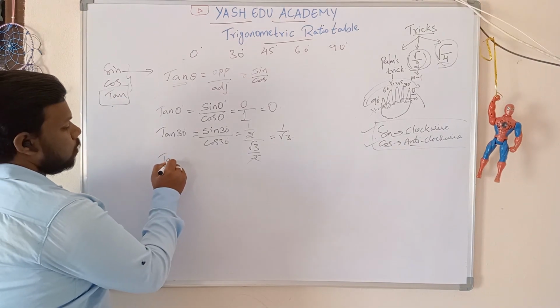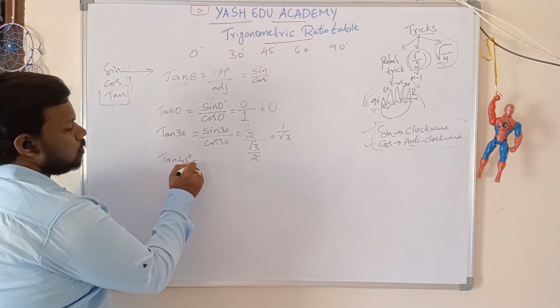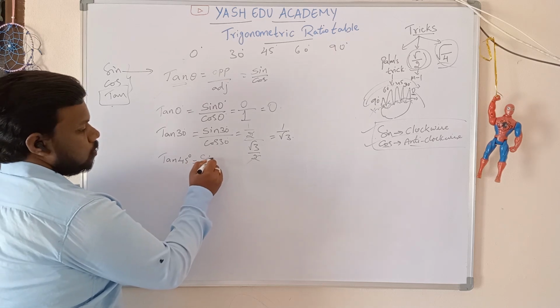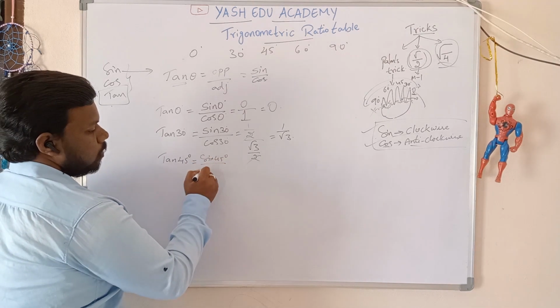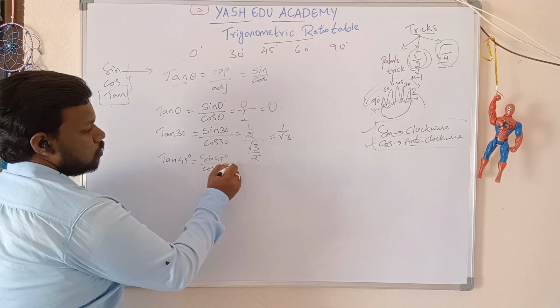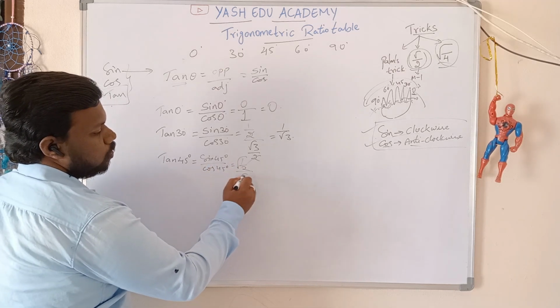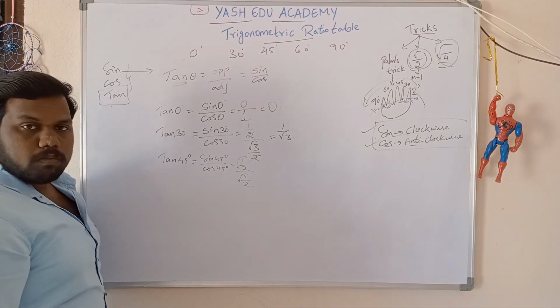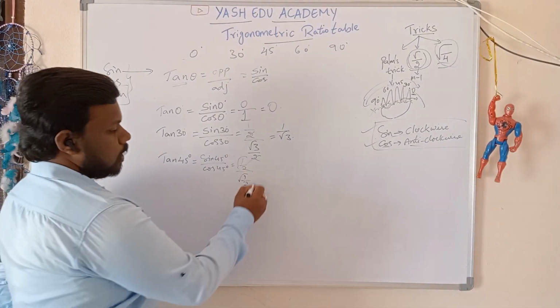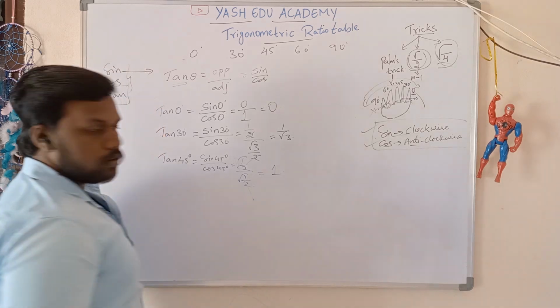Now tan 45 is equal to sin 45 by cos 45. So it is root 1 by 2 by root 1 by 2. Both the values are the same, so they get cancelled and it is 1.